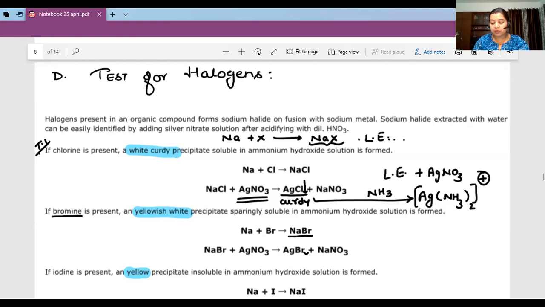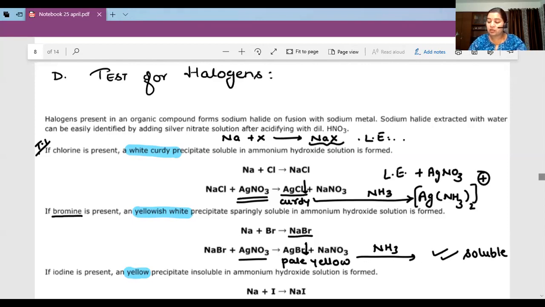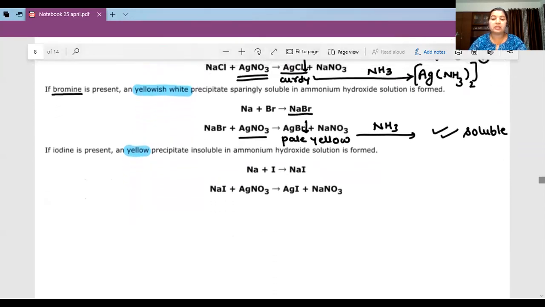Okay, if the original compound had bromine, then repeating a similar set of steps of preparing the Lassaigne's extract, we will have NaBr in it. On addition of AgNO3 to that Lassaigne's extract, we will have AgBr, which is a pale yellow precipitate. On addition of ammonia, it is also soluble, forming the same complex diamminesilver(I). A clear solution will be obtained. So for AgCl you have a white curdy precipitate, for AgBr a pale yellow precipitate.